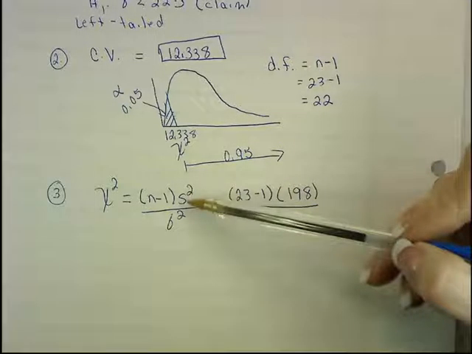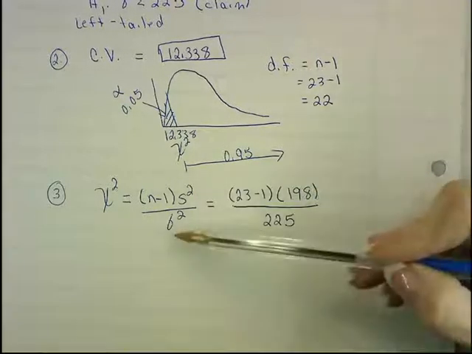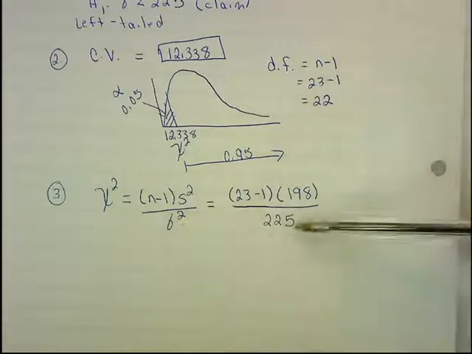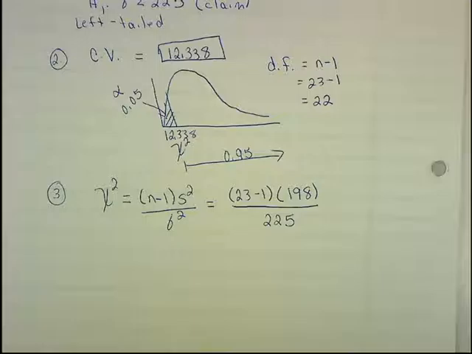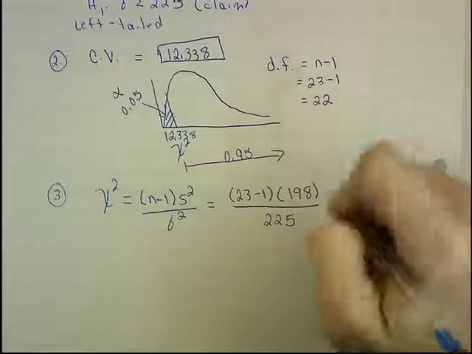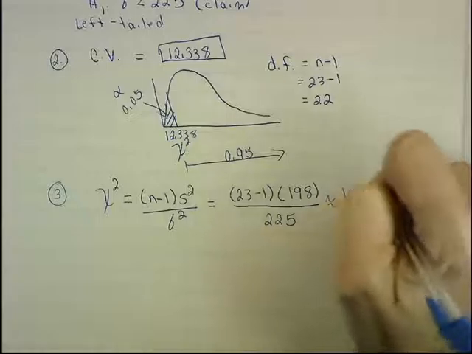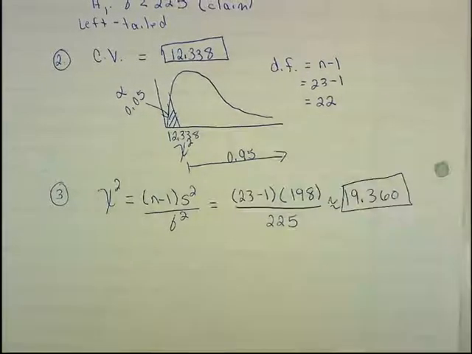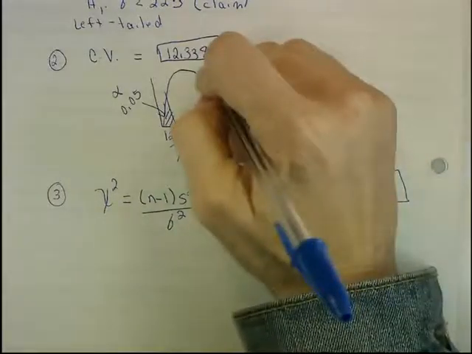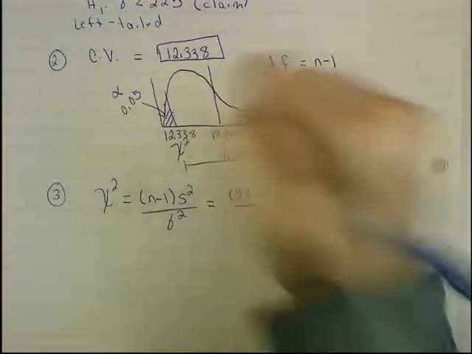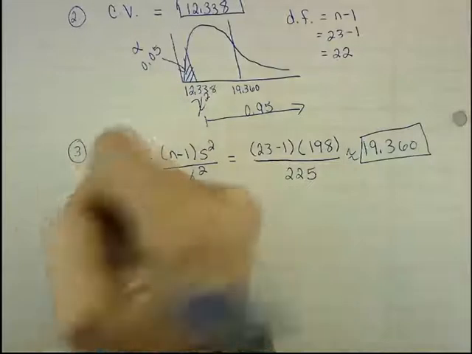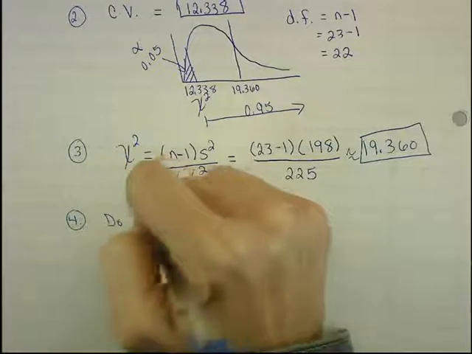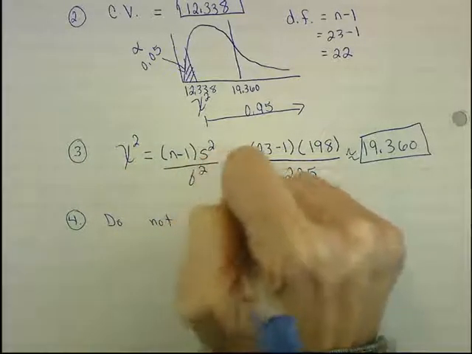S squared, the sample variance, was given to be 198, and the claim is that sigma squared is less than 225. When you plug this into your calculator, you will receive a value of 19.360. And I round to 3 places because the values given in the chi-square table are given to 3 places. Put the 19.360 in the picture, and you will see that it falls in the non-rejection region. So step 4, do not reject the null statement.